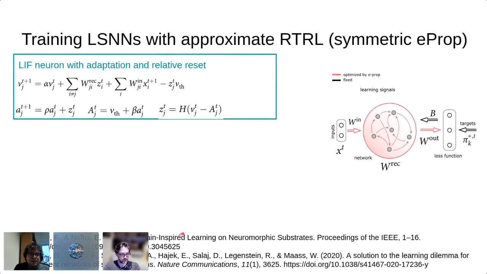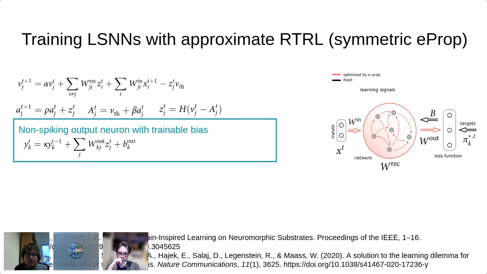For me, this paper by Friedman and Emre from this year really clarified the link between all these learning rules and backprop through time, so I thoroughly recommend that. But anyway, in these models, we have a simple LIF neuron model with adaptation. So there's a second state variable with a longer time constant and a relative reset. Every time you get a spike, you subtract something from the membrane rather than setting it back to zero.